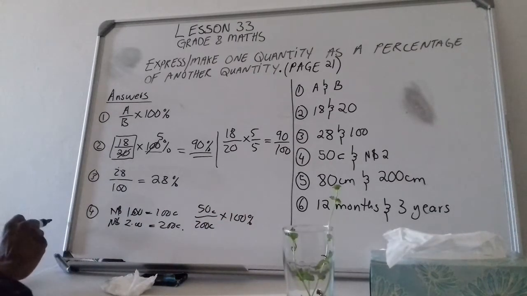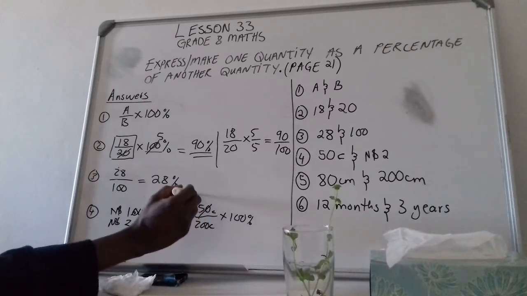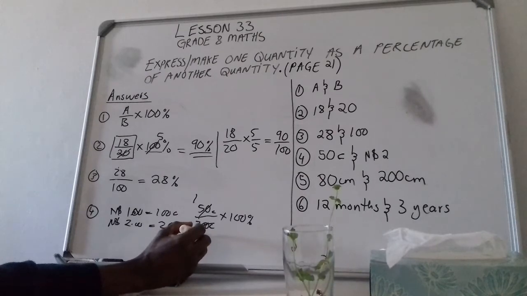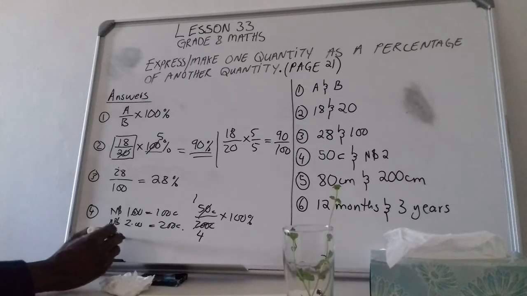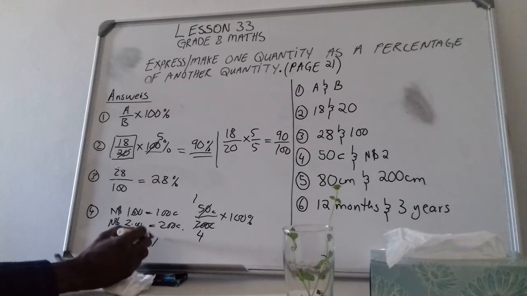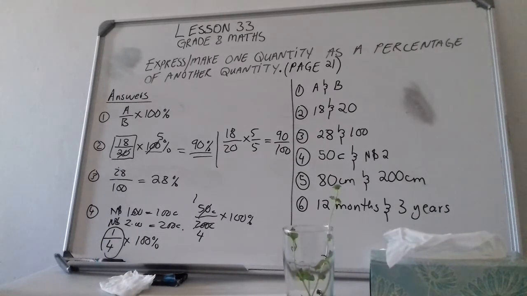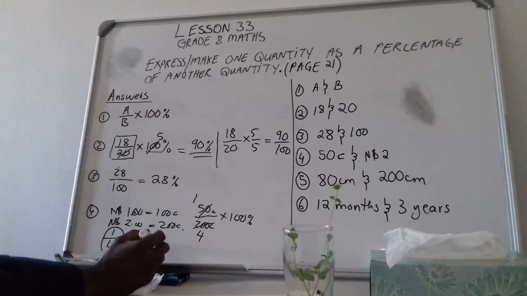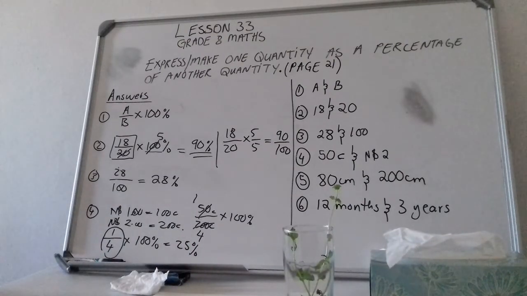Okay? So we can simplify this. 50 goes into 50 once, 50 goes into 200 4 times. So this is just 1 over 4, and I am multiplying by 100%. I know that 1 over 4 is 0.25, and 0.25 times 100 would give us 25%. So 50 cents as a percentage of $2 is 25%.